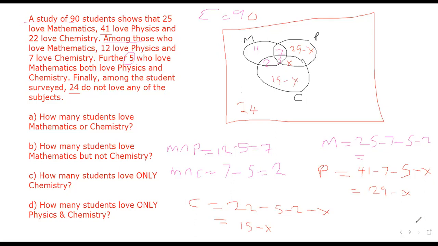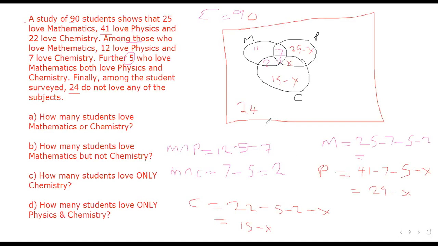So 90 must be all the elements in the set. 90 is equal to 24 plus 11 plus 2 plus 5 plus 7.